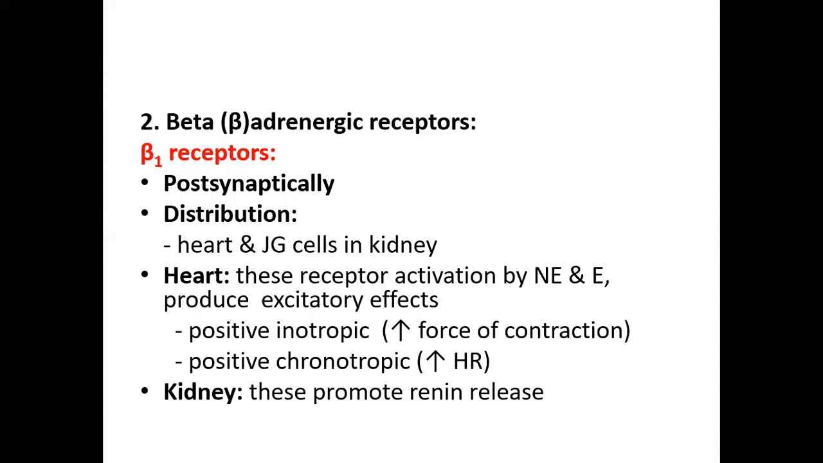Beta 1 adrenergic receptors are found postsynaptically, and the distribution is mainly in the heart as well as JG cells of the kidney. In the heart, activation of these receptors by noradrenaline as well as adrenaline produces an excitatory effect. That is, they cause a positive inotropic effect, meaning increased force of contraction. Apart from that, they have a positive chronotropic effect also, that is, increased heart rate. And on the kidneys, they promote renin release.